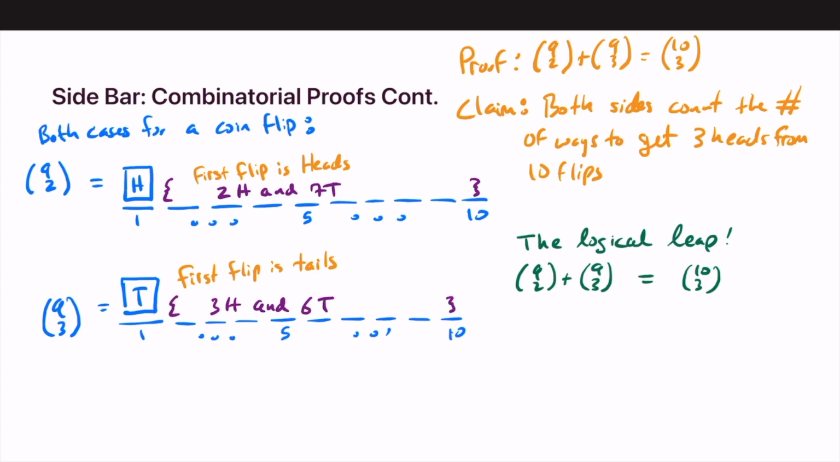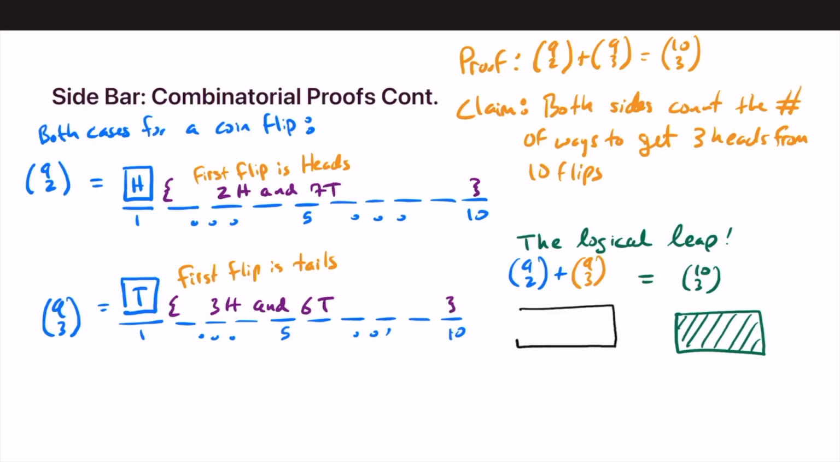So maybe like pictorially, maybe it would be better to use different colors. So we'll use green for 10 choose 3. So we'll say these are a 10. So this is the entire probability space.